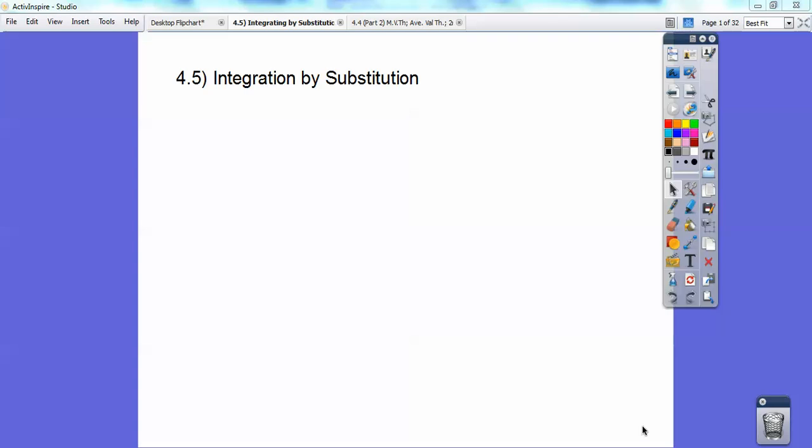Hey folks, this calculus lesson is on integration by substitution. So we're going to do some U-substitution here.